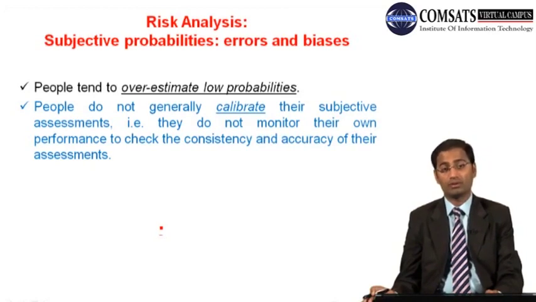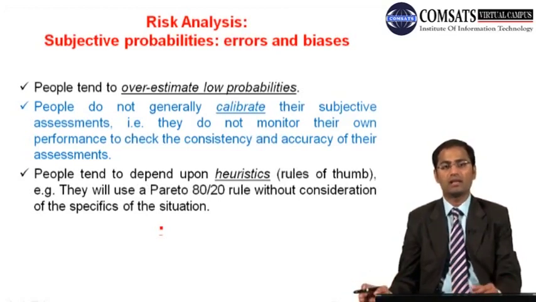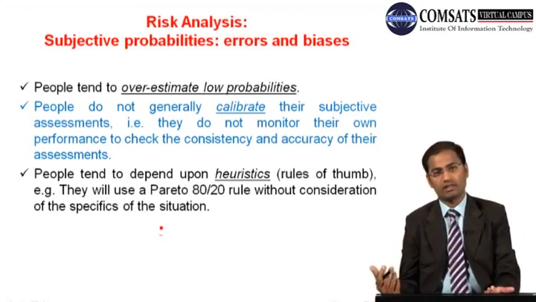But कुछ ऐसे एक्सपर्ट्स होते हैं जो बेसिकली कर लेते हैं, but majority people and then people tend to depend upon heuristics, and heuristics are rules of thumb. They will use a Pareto 80-20 rule without consideration of the specifics of the situation. एक एग्जाम्पल है कि आपका ये रूल ये है, प्रेटो रूल ये है, या प्रेटो चार्टिंग ये है कि आपके 80% जो रिस्क होते हैं या प्रॉब्लम्स होते हैं या इश्यूज होते हैं वो 20% रीजंस की वजह से होते हैं.